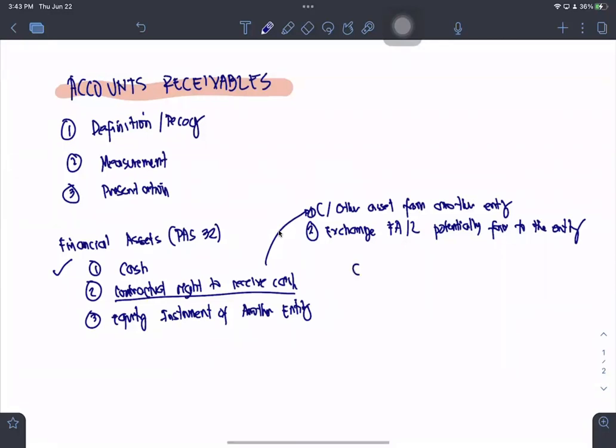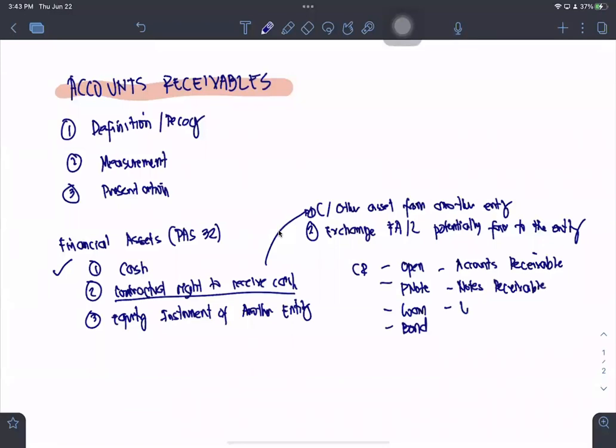So whenever we say contractual right, that contractual right can either be just an open contract, based on a promissory note, based on a loan, or based on a bond. If that is an open contractual right, generally we call that one your accounts receivable. If it is evidenced by a note, we call this one your notes receivable. If loan, we call it your loans receivable. And if bond, we call it your bonds investment or your investment in bond, or we call this one your debt investment. Okay?